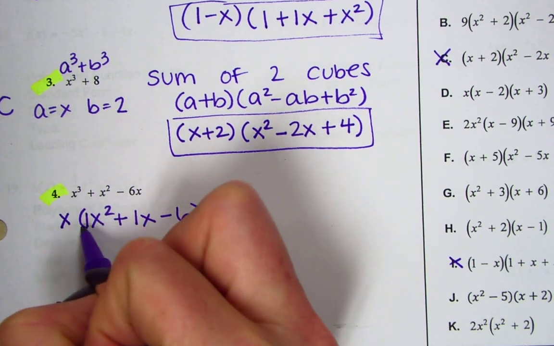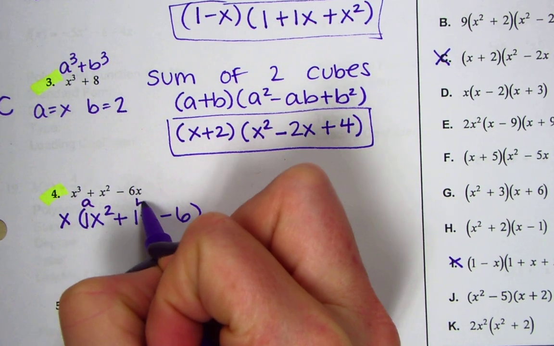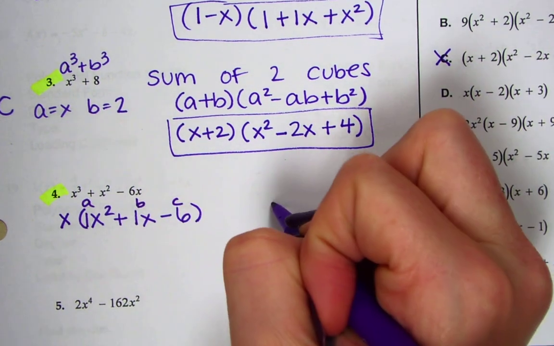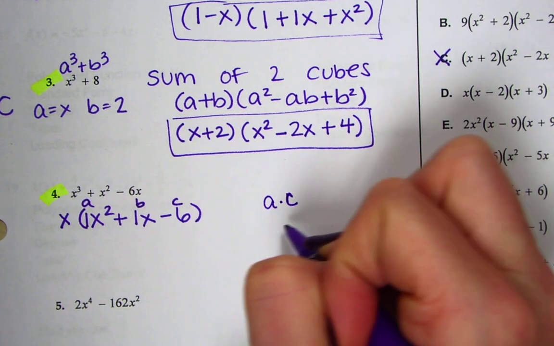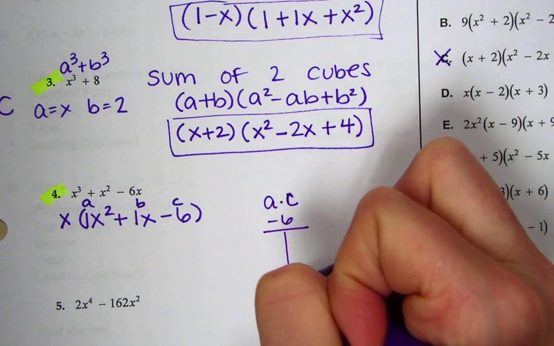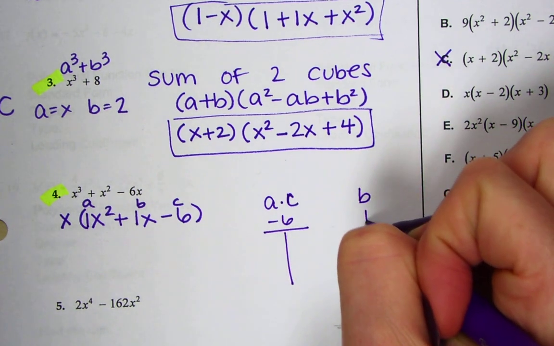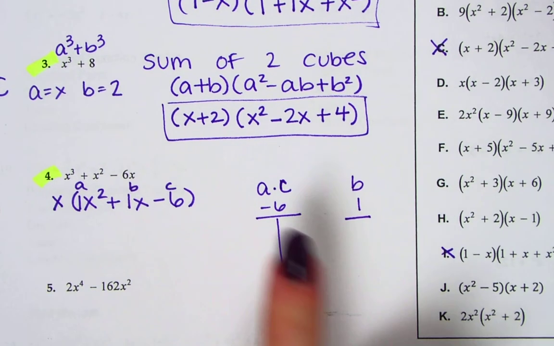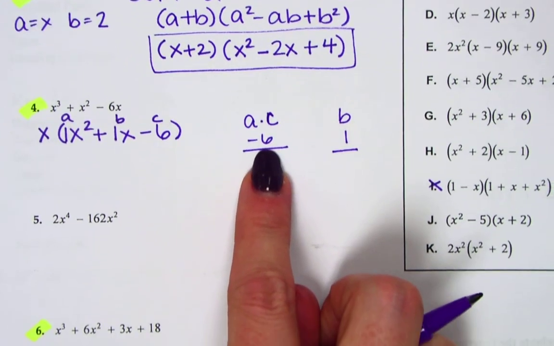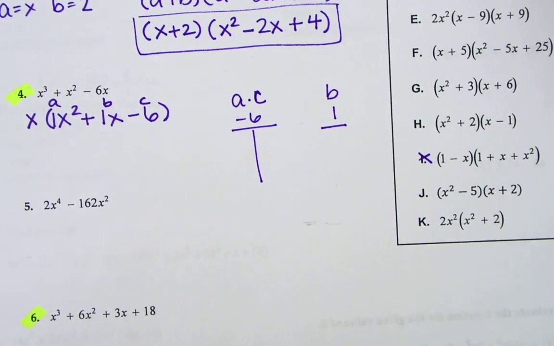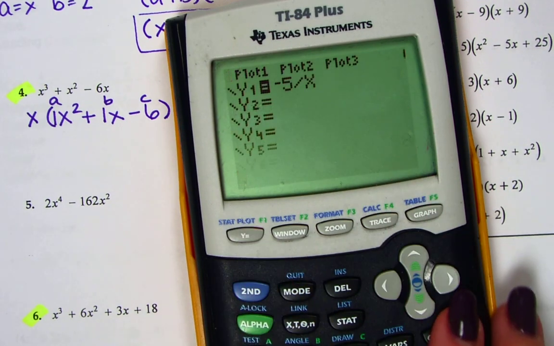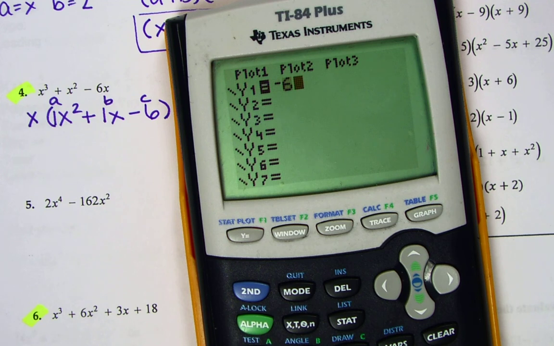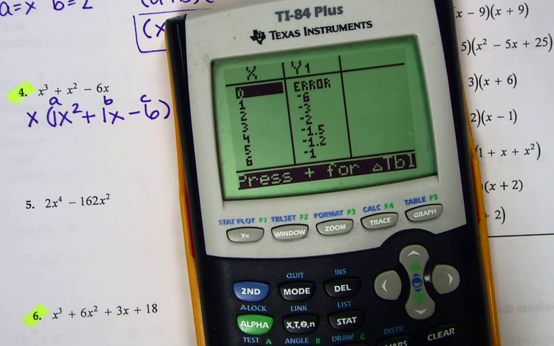Okay, so then I need to factor what's in here by doing A, B, and C. Right, A times C would be 1 times negative 6. And B would be 1. Okay, so we're looking for what multiplies to negative 6 and adds up to 1. Okay, remember I showed you how to do this. If you go to your calculator and we want to find the factors of negative 6, we do negative 6 divided by x. Okay, then we do second graph to look at our table.